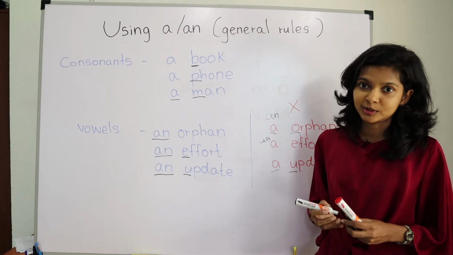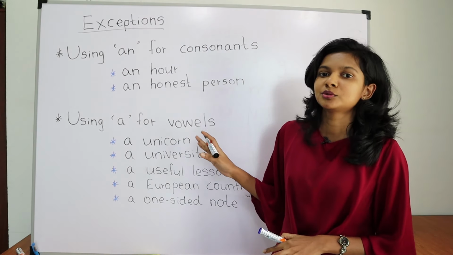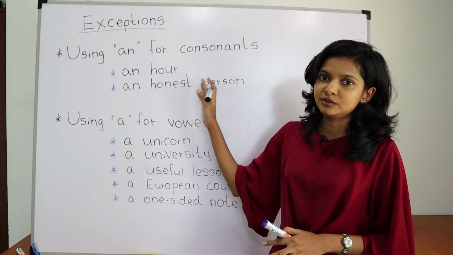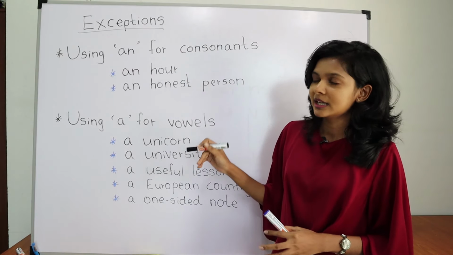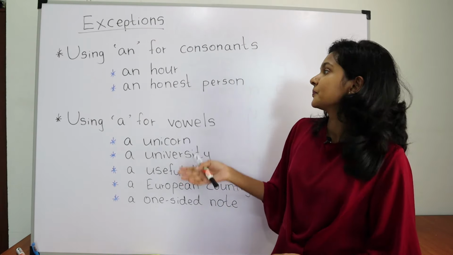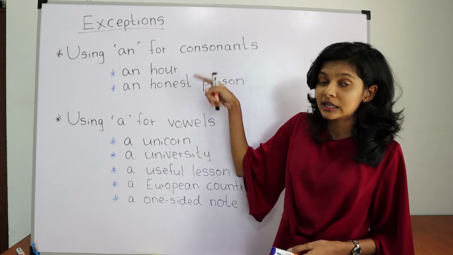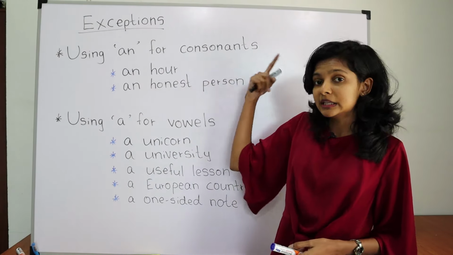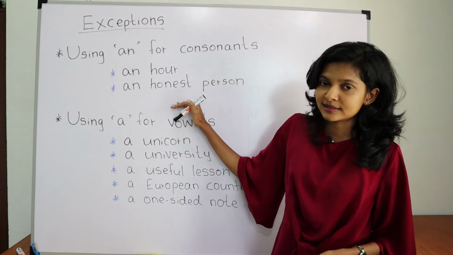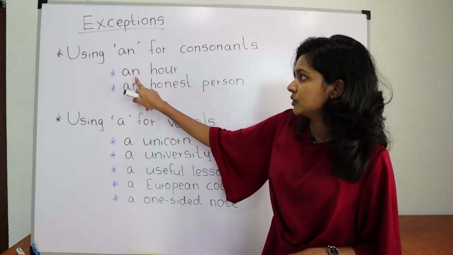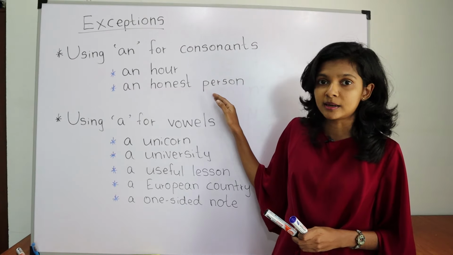Right, now in the earlier section we just learned the general rules regarding using a and an in front of a word. Here I am going to teach you the exceptions of that rule, which means the reversal of that rule. Look at the first point here, using an for consonants. Earlier we learned we put a in front of a consonant, but here in this grammar point there are some instances in English language that we have to use an in front of a consonant. These are such 2 examples.